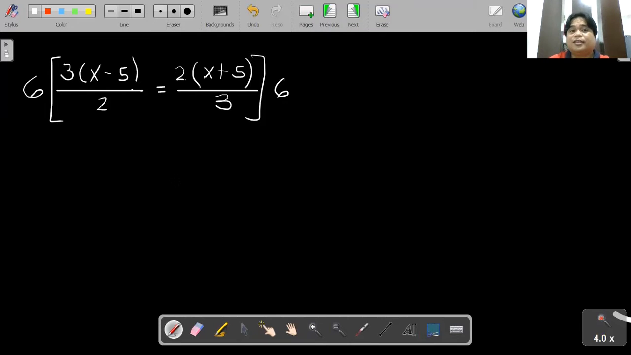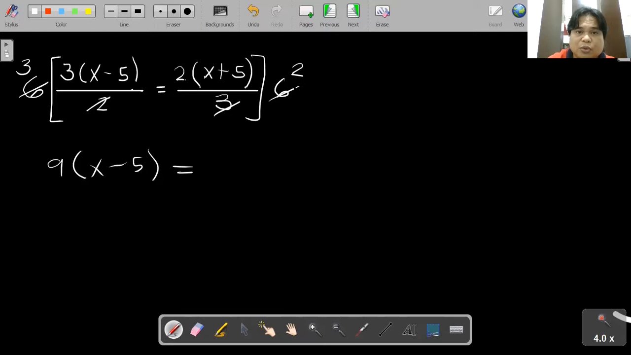Okay? So now we have already identified what the LCM, or the least common multiple, is. The next thing to do now is simplify. So 6 and 2 is divisible. Simplify it. So this one cancels out. All you have left is 3. 3 and 6, this one cancels out. All you have left is 2. And after that, that's the only time that you multiply. Okay? 3 and 3, you will have 9 times x minus 5 is equals to 2 and 2, you will have 4 and x plus 5.